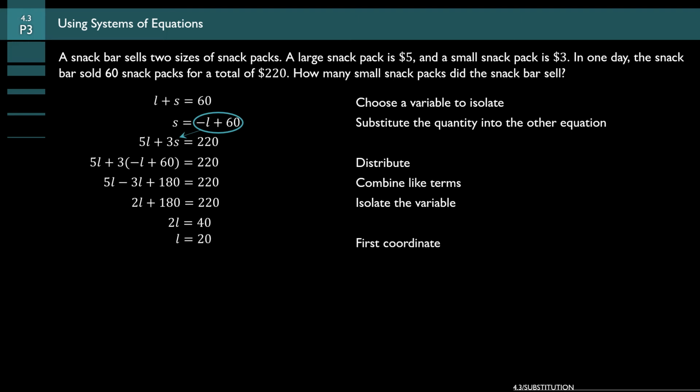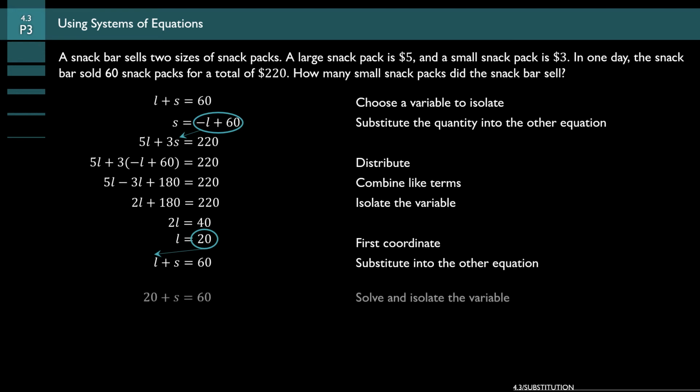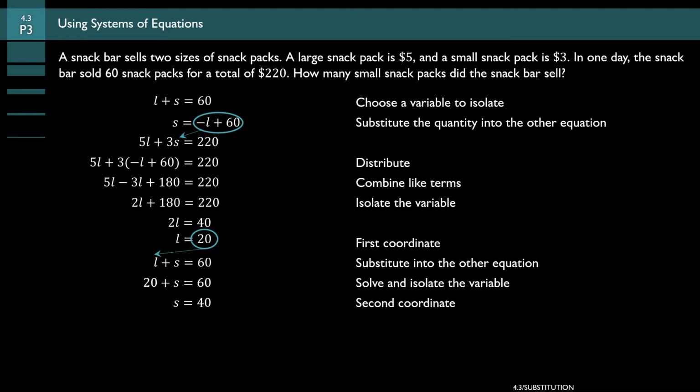So now we have our first piece of information, which is that the large snack packs, there were 20 of them that were sold. So the next part of this then is to substitute the 20 in for the L in the other equation. So L plus S equals 60 becomes 12 plus S equals 60. Isolate S, and you get S is equal to 40.